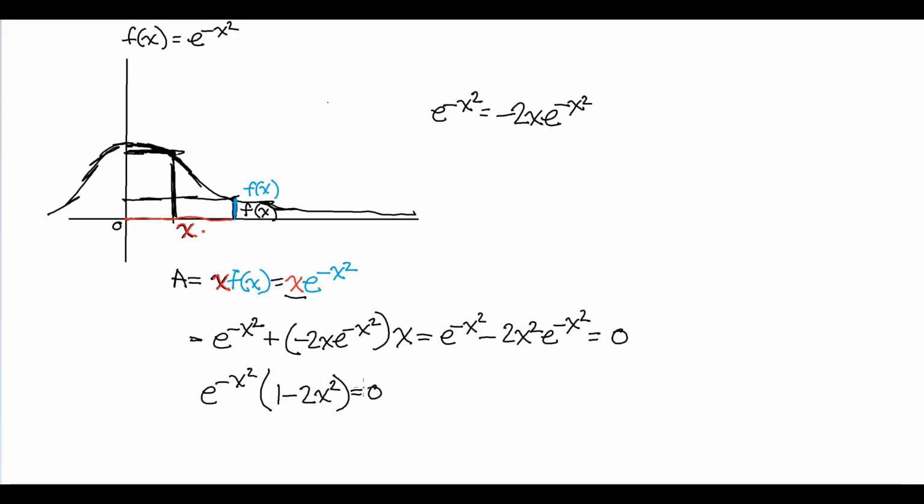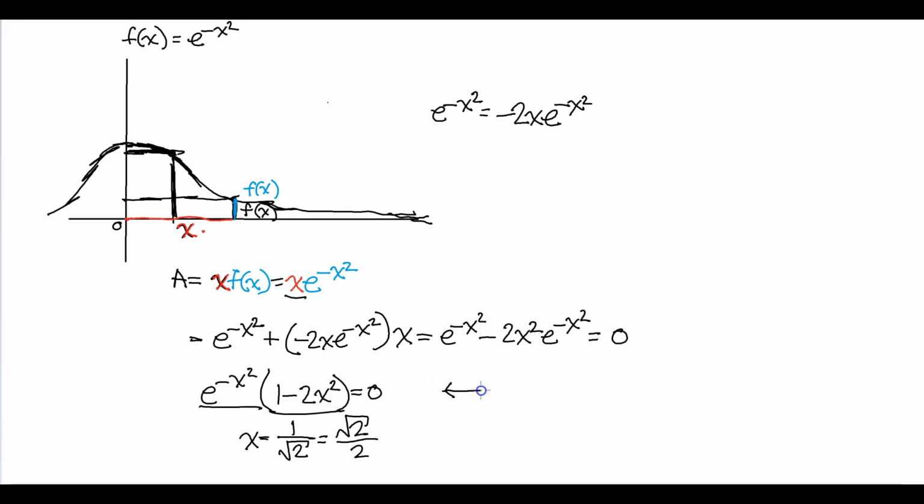Well, you get x equals, well, the first factor can never equal 0. The exponential function is always positive, and you can see from this graph, this is always positive as well. So we have to take the second factor, and we get x equals 1 over the square root of 2, or root 2 over 2 if you want to rationalize your denominator. So x is 1 over root 2, but wait, you have to verify it.